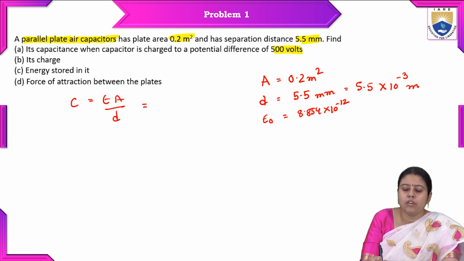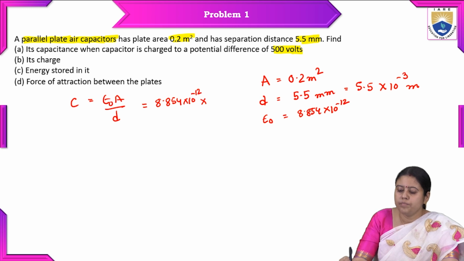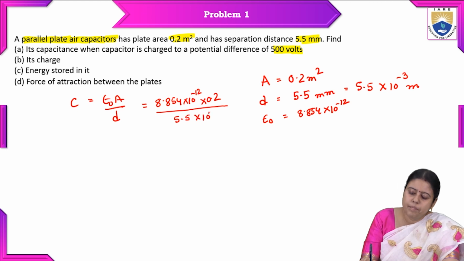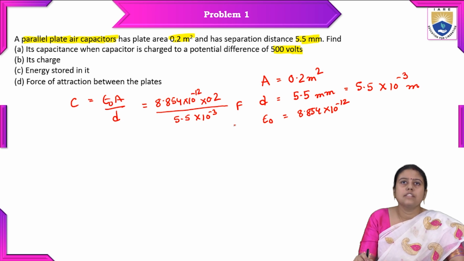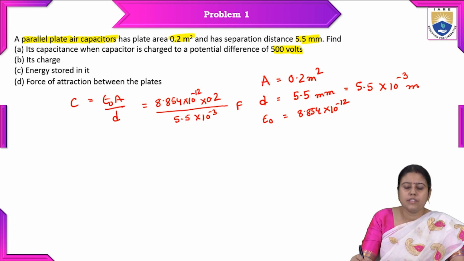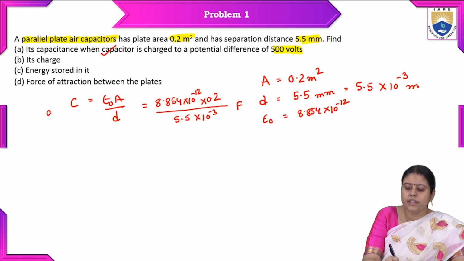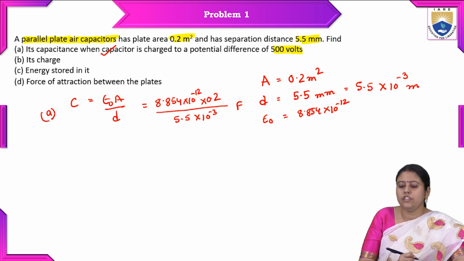So what is the value of epsilon? It is epsilon naught. C equals 8.854 into 10 to the power minus 12 into 0.2 divided by 5.5 into 10 to the power minus 3, and the unit will be farad. So this is the simple problem: calculate the capacitance of the capacitor when it is charged to a potential difference of 500 volt.